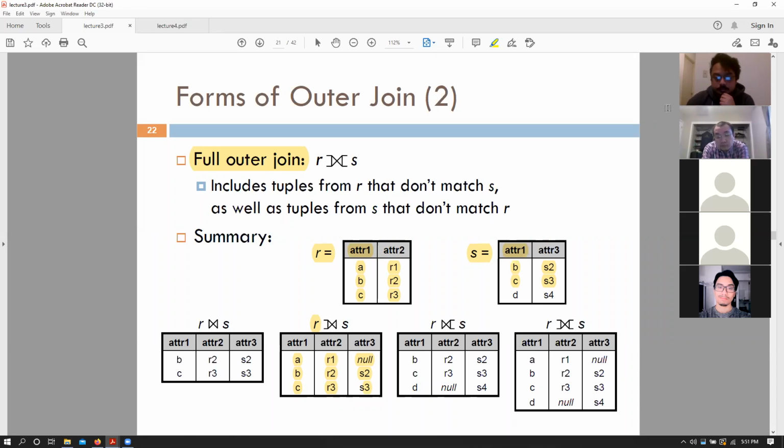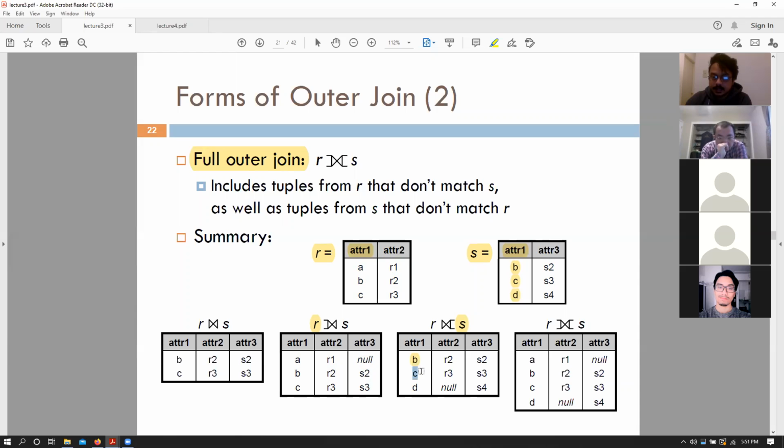Okay, so the same thing applies for the right outer join, right? The right outer join does the same thing as we did for the left outer join, but now we're going to focus on the right hand side. So essentially the right hand side of our relation, right? So all values of S will always be present in our final relation.